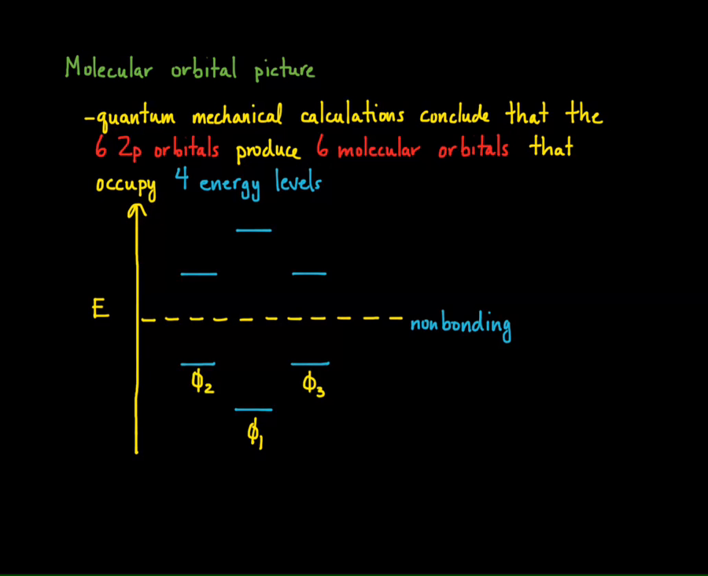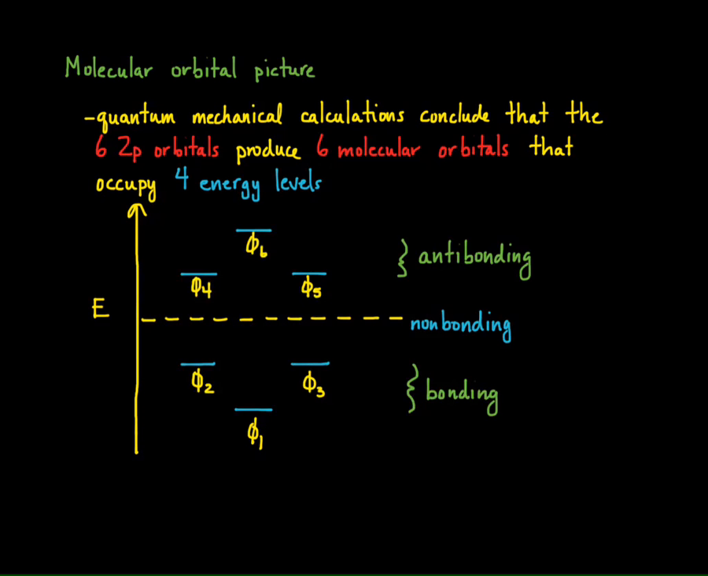The higher energy orbitals are phi 4 and phi 5, and then phi 6 is the highest energy orbital. And of course, as you should be able to predict, the three lowest energy orbitals are bonding orbitals, because they're lower in energy than this arbitrary non-bonding area. And then the three higher orbitals are antibonding orbitals.